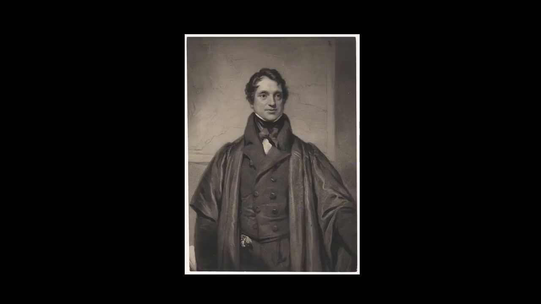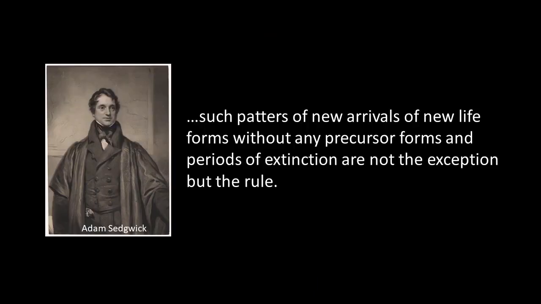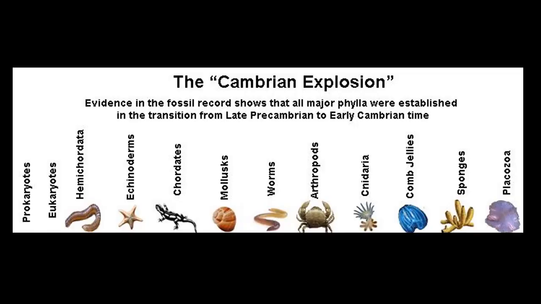Adam Sedgwick, also a critic of Darwin's theory, pointed out that this pattern of arrival of new forms, without any precursor form in the fossil record, followed by mass extinctions, which were evidenced in the fossil record as well, were found to not be the exception, but to be the rule.